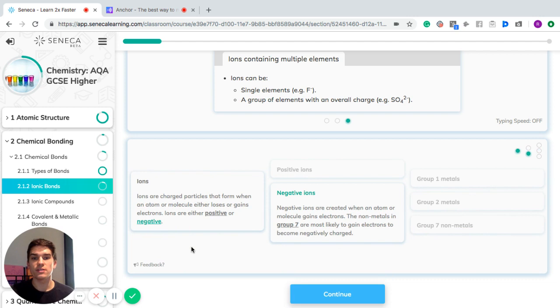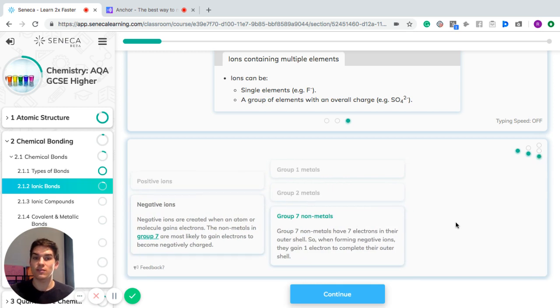And negative ions are created when an atom or molecule gains electrons. The non-metals in group 7 are most likely to gain electrons and become negatively charged. Those group 7 non-metals have 7 electrons in their outer shell, so when they form negative ions, they gain 1 electron to complete their outer shell.